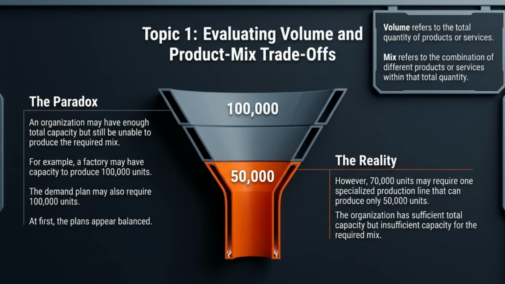For example, a factory may have capacity to produce 100,000 units. The demand plan may also require 100,000 units. At first, the plans appear balanced. However, 70,000 units may require one specialized production line that can produce only 50,000 units. The organization has sufficient total capacity, but insufficient capacity for the required mix.